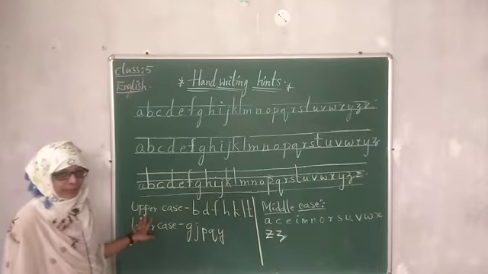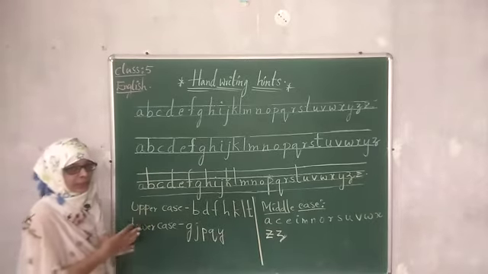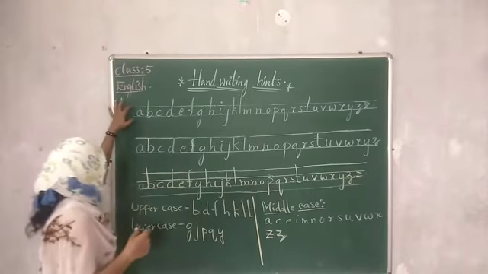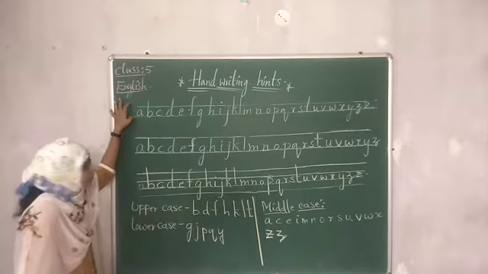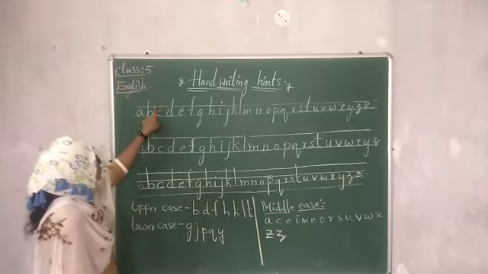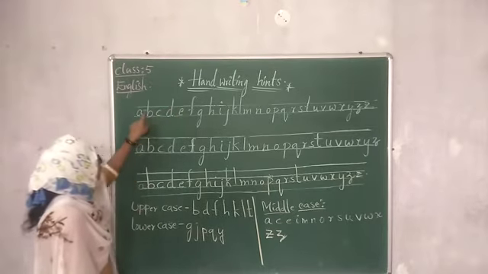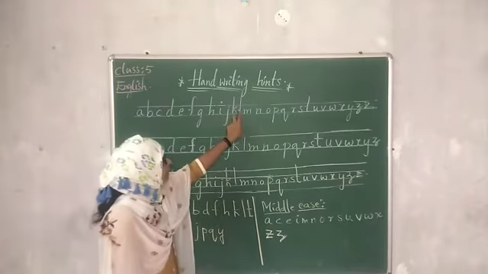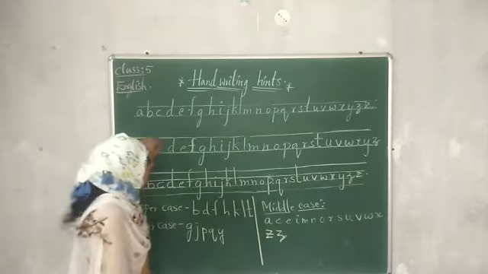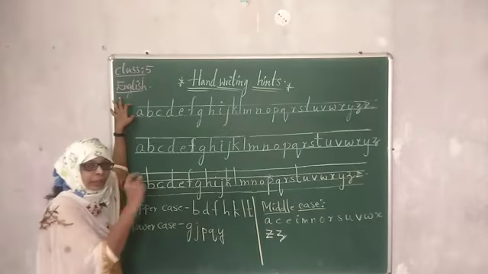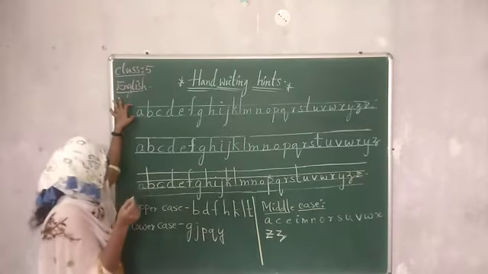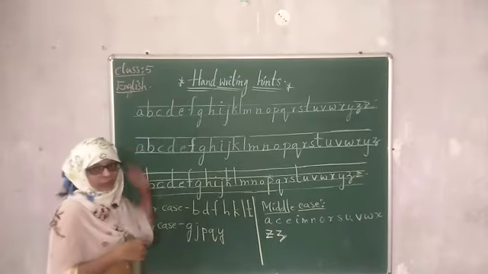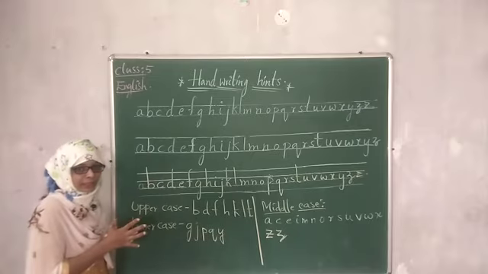What is meant by uppercase letters? The letters which we write above the line. Okay, let us consider this double rule line. In this there are some letters which are going above the line. You can identify them. What are they? B, D, F, H, K, L and T. So first I am considering a double rule line. While writing in this, the letters which are going above the line are uppercase letters.